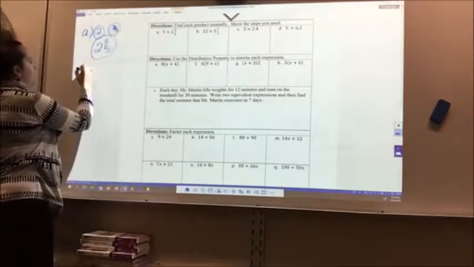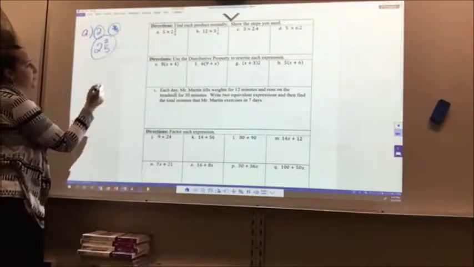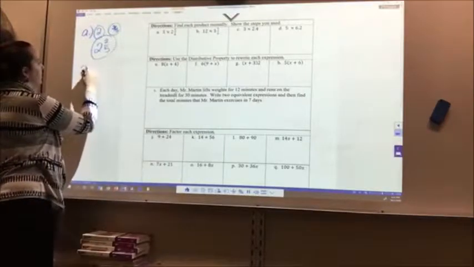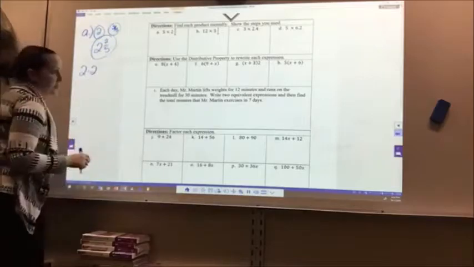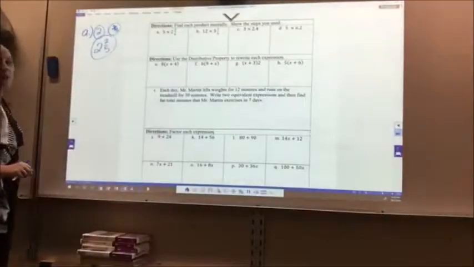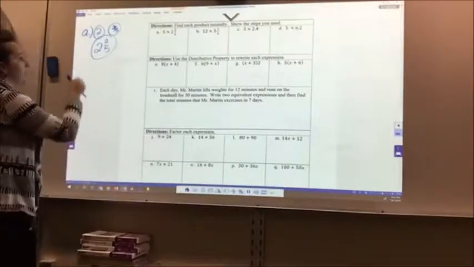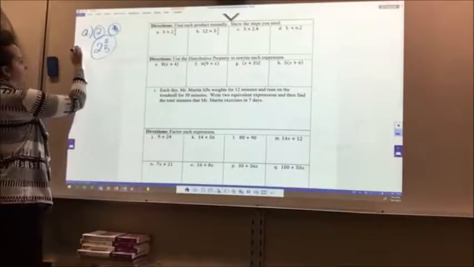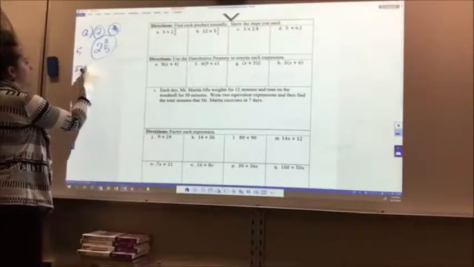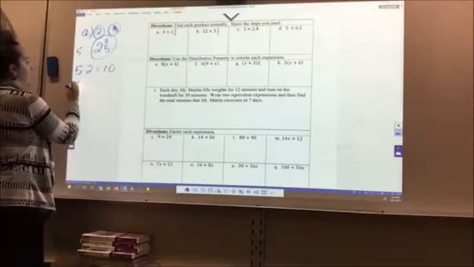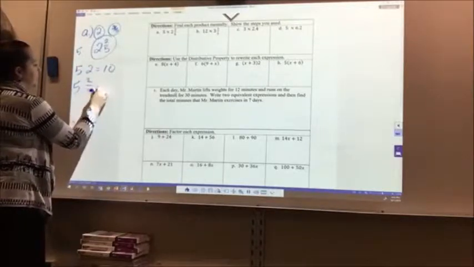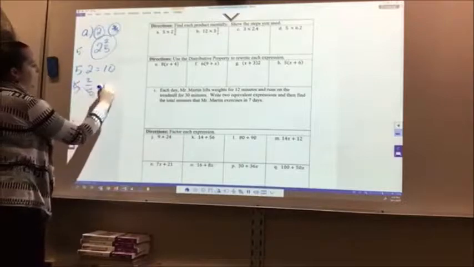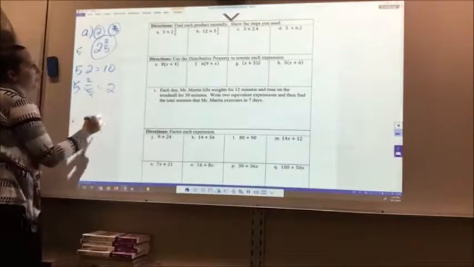So I multiply. I'm sorry, I want to go ahead and use my mouse ears. 5 times 2, because 5 is on the outside, so 5 times 2 is 10. And then 5 times 2/5, this cancels and I'm left with 2. So 10 plus 2 is 12.